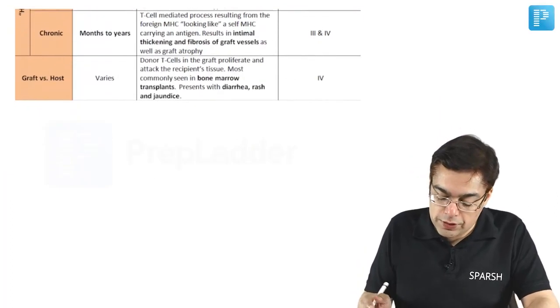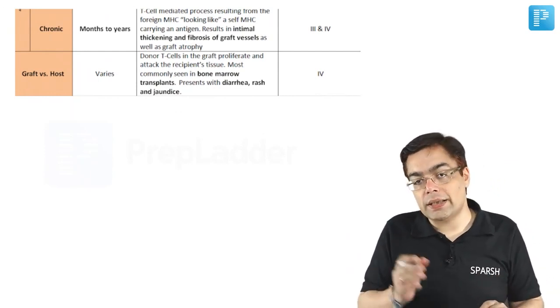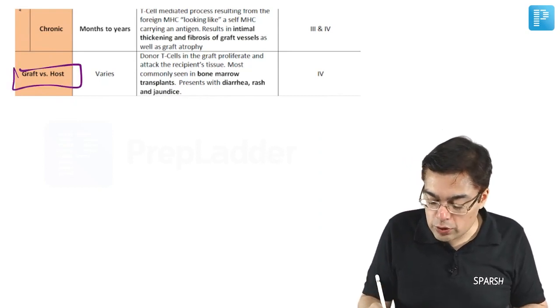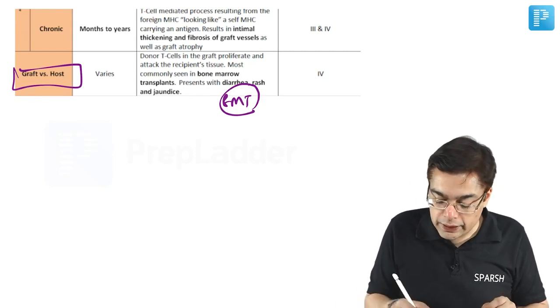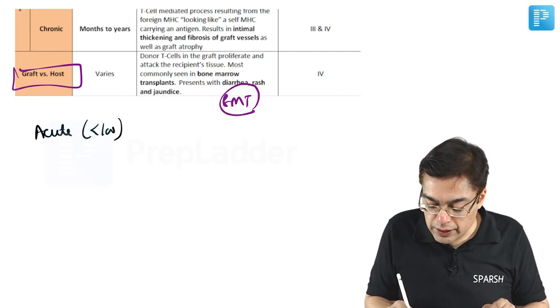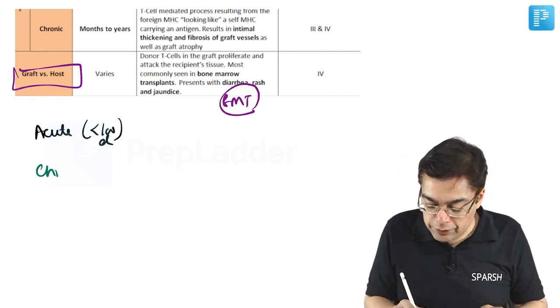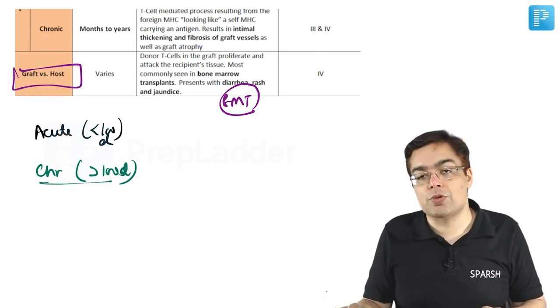Now, talking about graft versus host disease, in which immunocompetent cells attack the host, this is classically seen in a situation where you carry out a bone marrow transplant. If this kind of attack takes place in less than 100 days, it is given the name of acute graft versus host disease. If it takes place after 100 days, after about 3 months, it is given the name of chronic graft versus host disease.